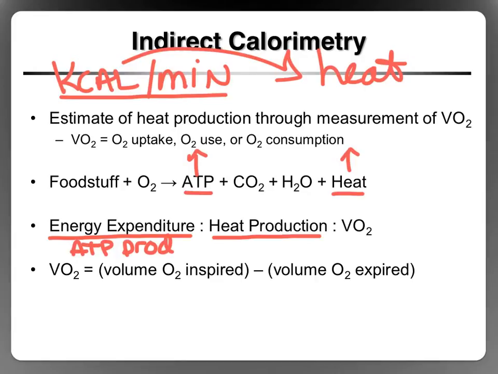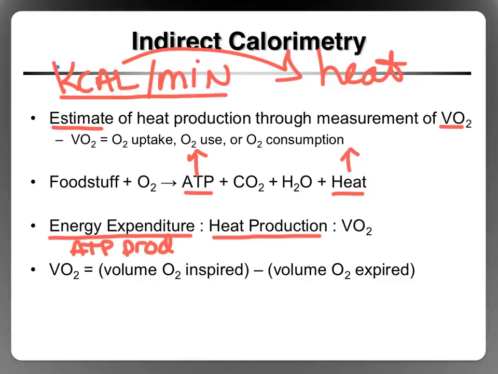Direct calorimetry, measuring heat directly coming off the body, is possible, but it requires a large chamber, it's fairly expensive, it's fairly bulky, and it doesn't capture rapid changes in caloric expenditure. There is a way that we can actually estimate heat production by measuring VO2. VO2 stands for oxygen uptake, oxygen use, oxygen consumption. Multiple terms for the same thing. Basically, how much oxygen are you using?